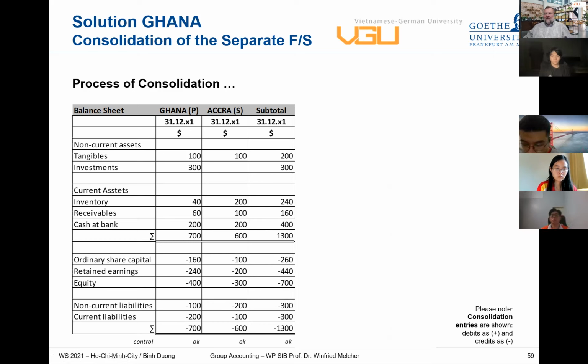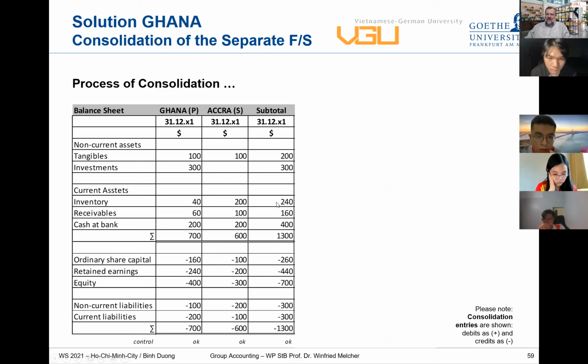Now, when you look at the subtotal, is that the final group account? Or what does not look right? When you look at the subtotal, then you will notice that you have an investment in Accra shown in the group accounts, and you have all the assets and liabilities. You have put that into 200.